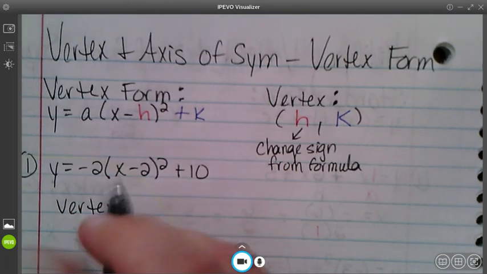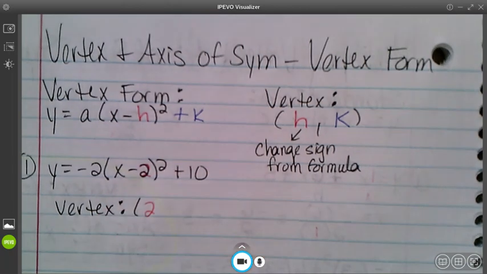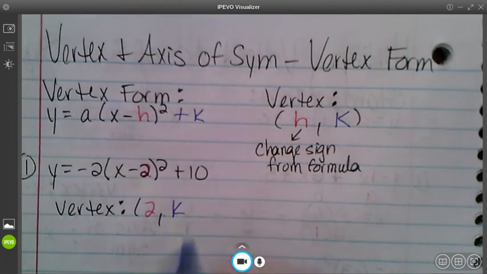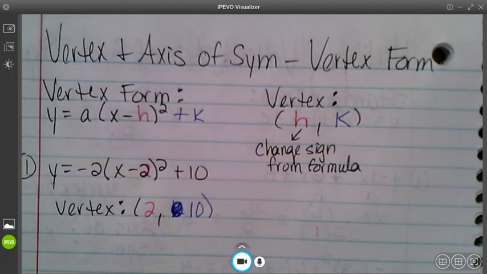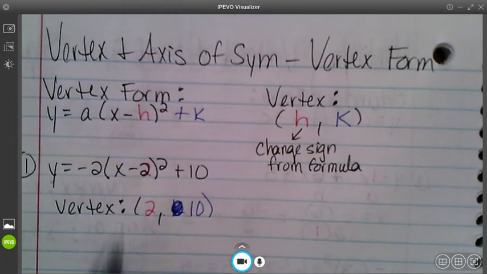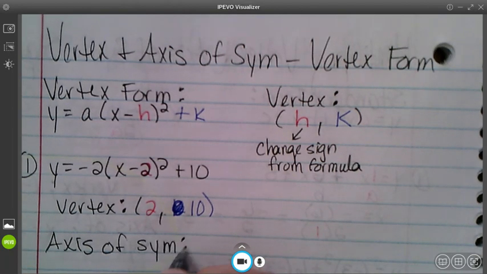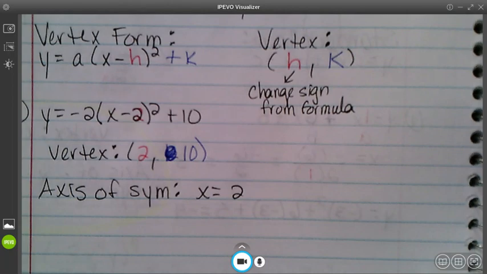So the vertex here is going to be, change the sign of h, so make that 2. Do not change the sign of k. Or I'm sorry, I shouldn't have written k. Don't change the sign of k, but that is 10. So h and k, change the sign, don't change the sign. And then, of course, once we have the vertex, we have the axis of symmetry, a vertical line going through the vertex at the x value. So that is x equals 2.